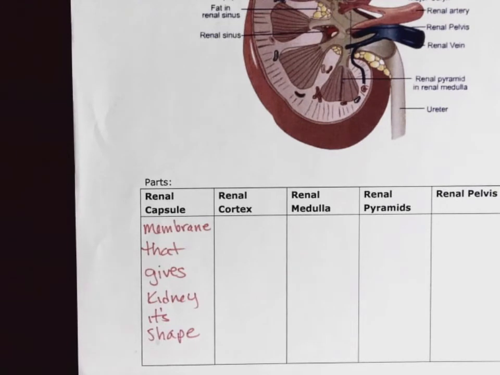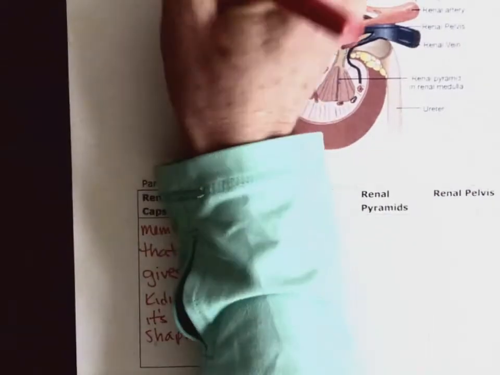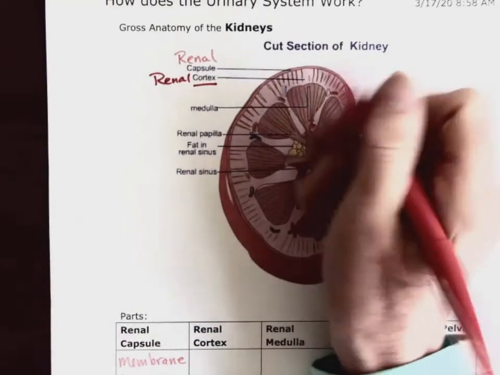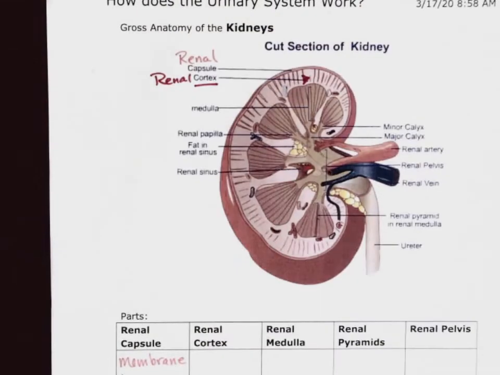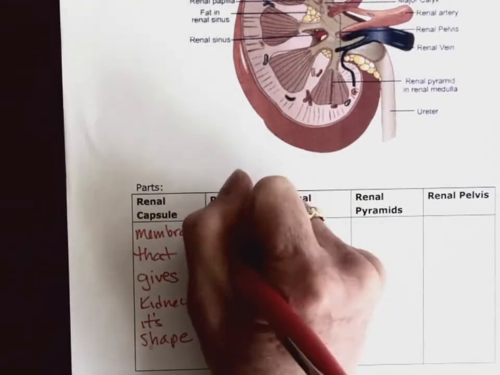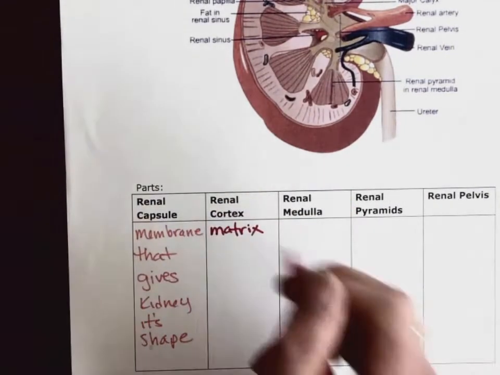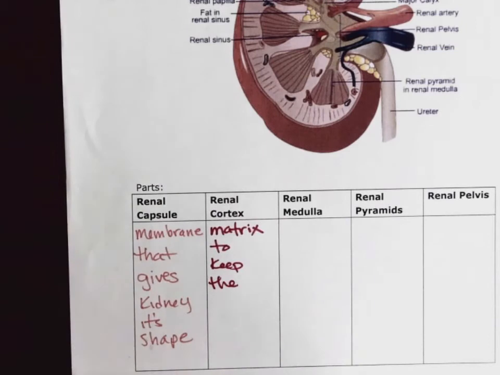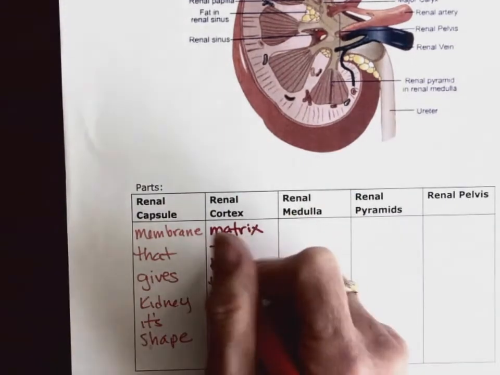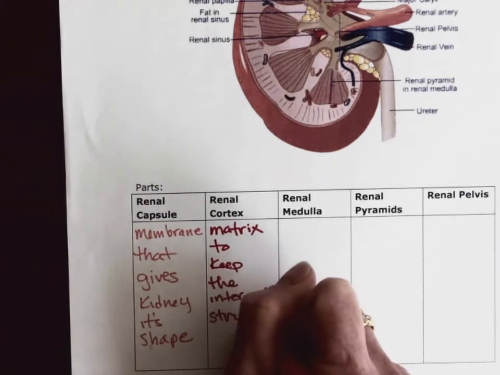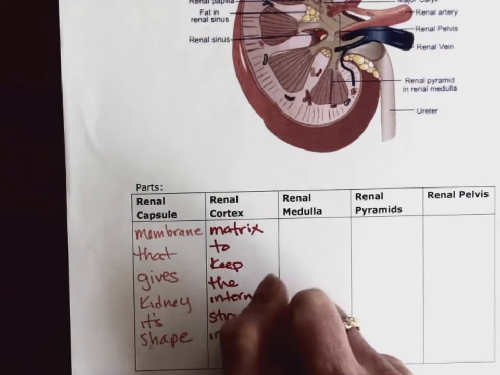And then the next structure is called the renal cortex. We've seen that word cortex before, and because there are other cortexes, it's the renal cortex. The renal cortex is all of this pinky looking stuff. It's kind of the matrix that everything sits in, which is probably the best word to describe it. It keeps the nephrons, the renal medulla, and all of the different internal structures in place, so they don't slide around in there.